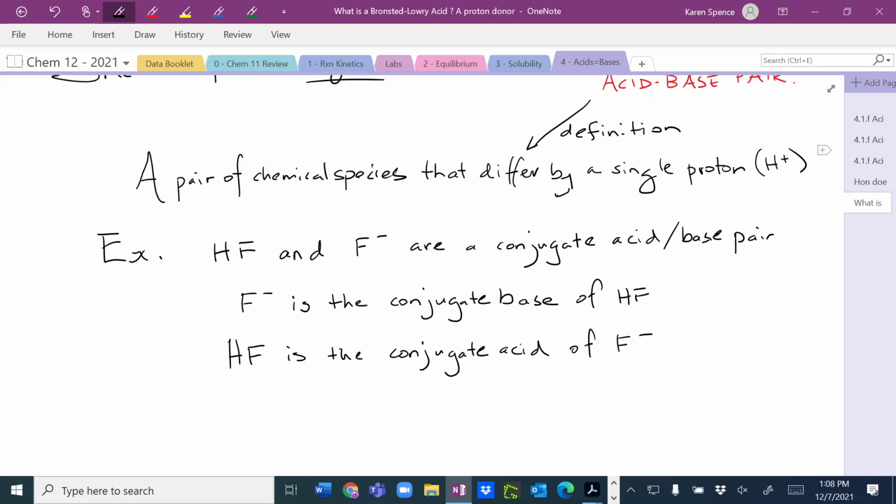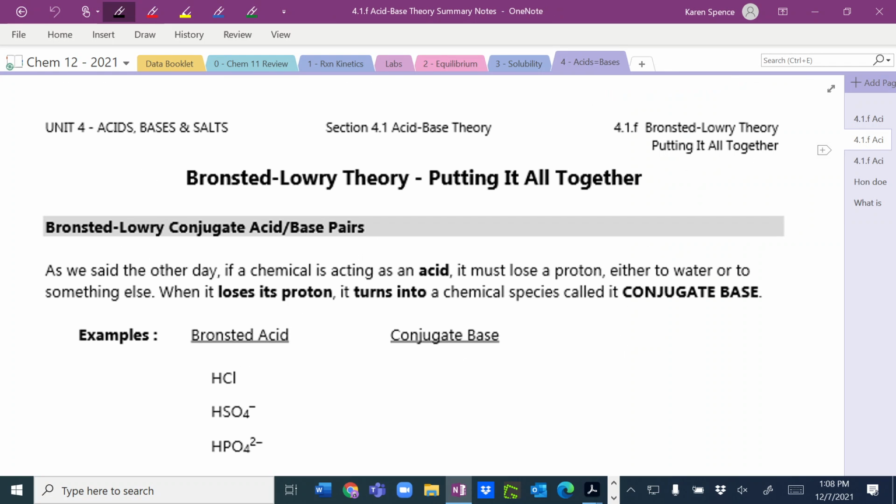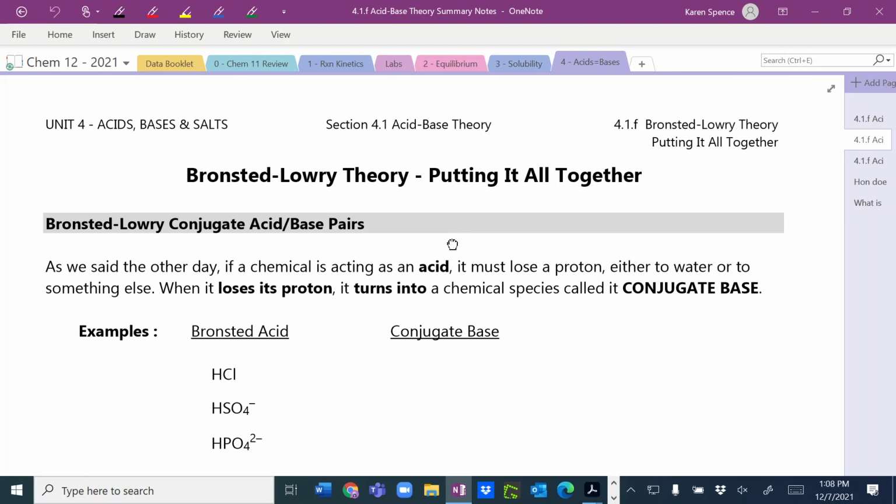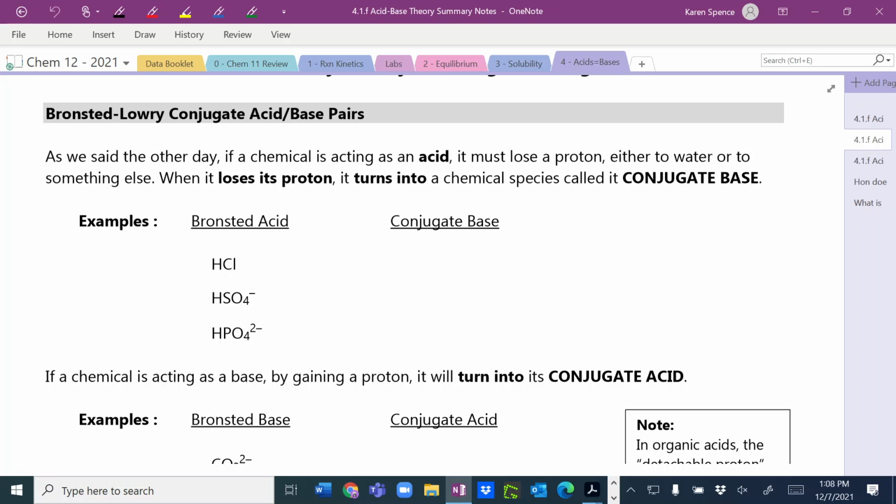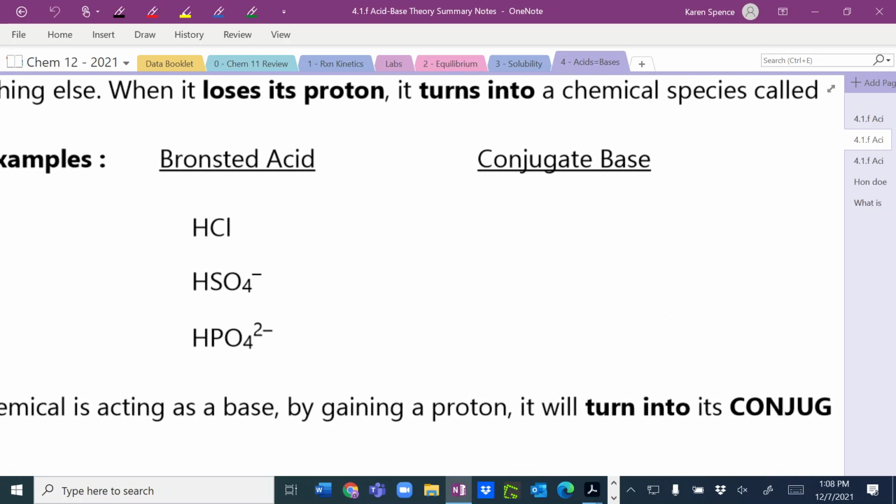All right. So, where were we at? We were going to 4.1F. So let's just do a little bit of practice here. If we have a Bronsted acid, sometimes Bronsted Lowry acids are just called Bronsted acids, what does it do when it turns into its conjugate base? In order to turn into its conjugate base, it has to donate an H+.